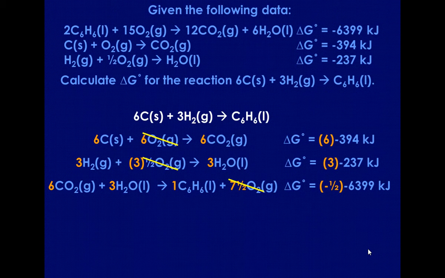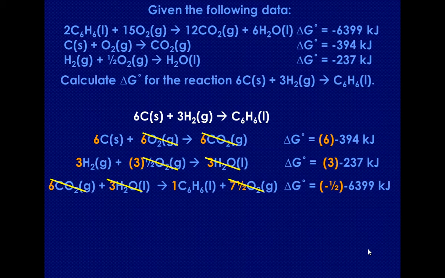When I canceled out the O2s, you had 6 O2s in that first equation, and you had 3 times a half, which would be 1.5 O2s in the second. On the reactant side, together, that gives us 7.5 molecules of O2. I had the 7.5 molecules of O2 in the product side, so those take care of themselves. And if you keep looking, you're going to see also that the CO2 and the H2O are able to cancel each other out. 6 CO2s on both sides and 3 H2Os on both sides.